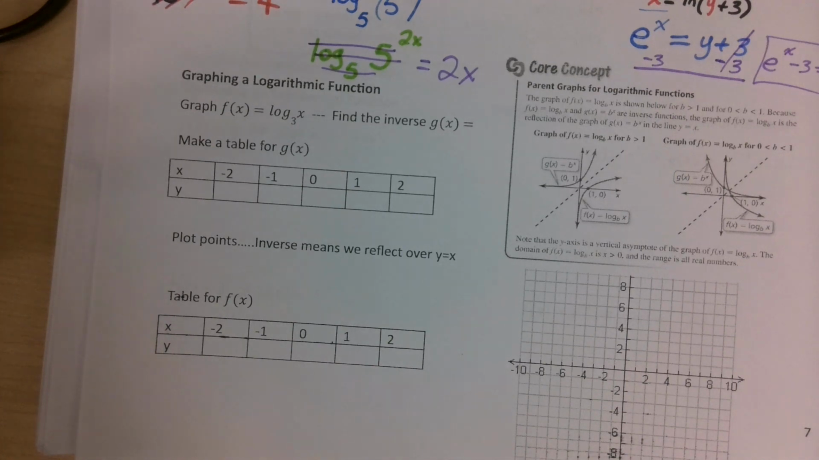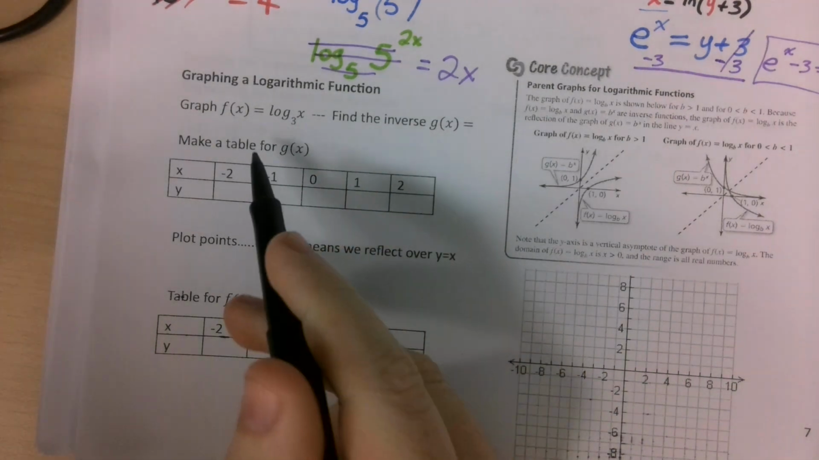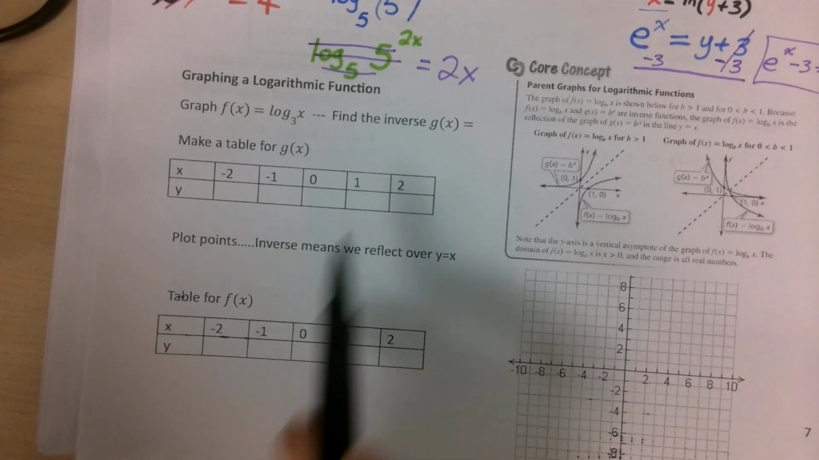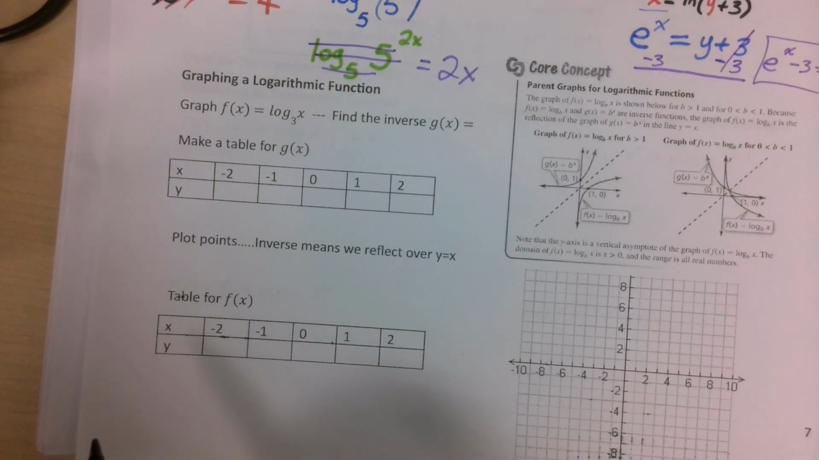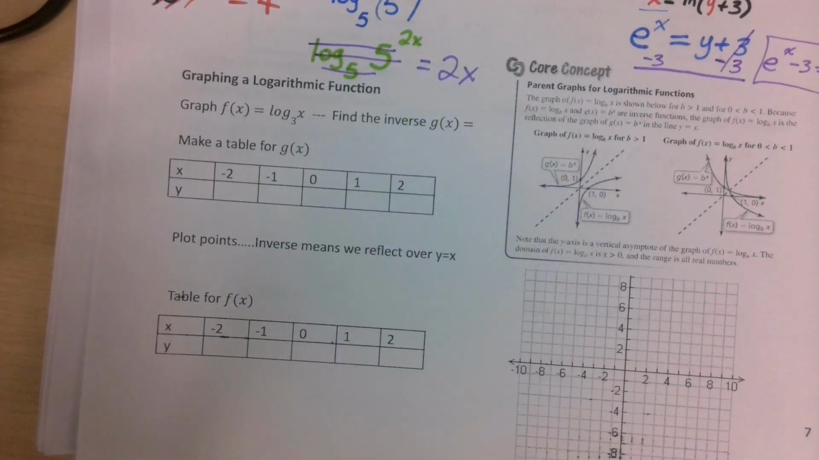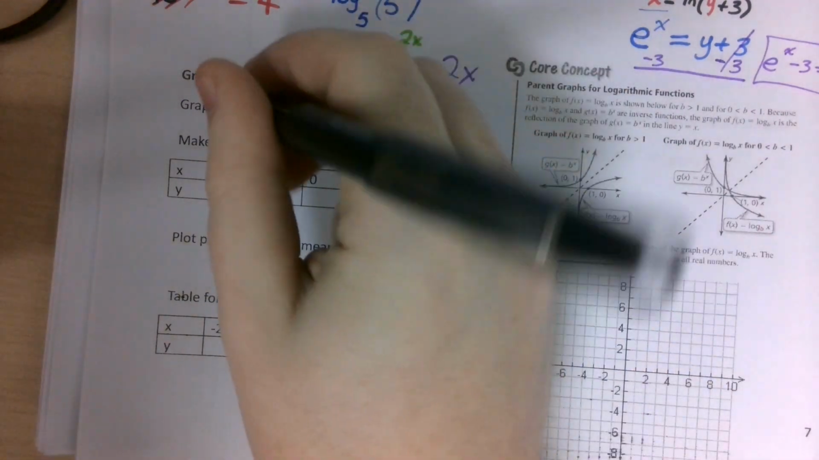And here is the method. Don't graph the logarithm base 3 of x. No, no, no. Instead, find the inverse, g of x. Graph that, then flip it. You see what I'm getting at? If not, let's try this together.